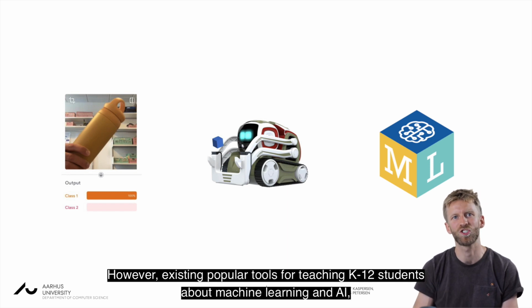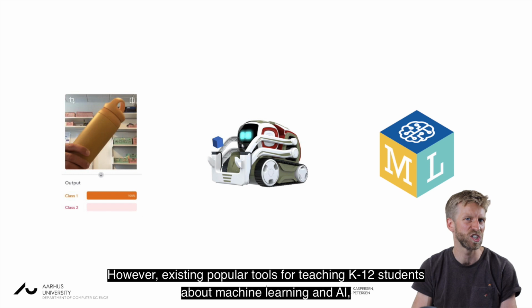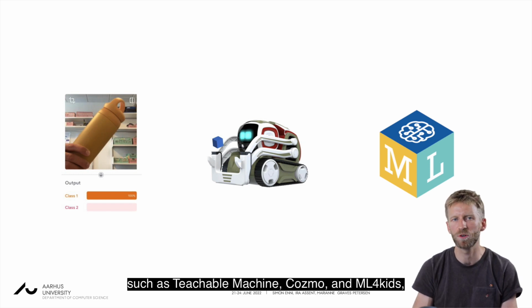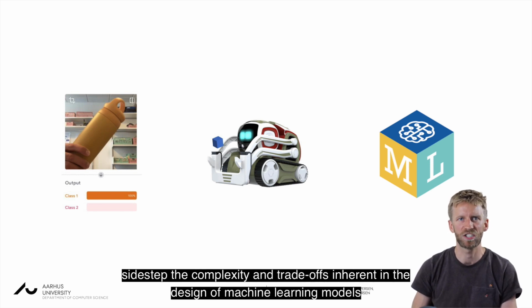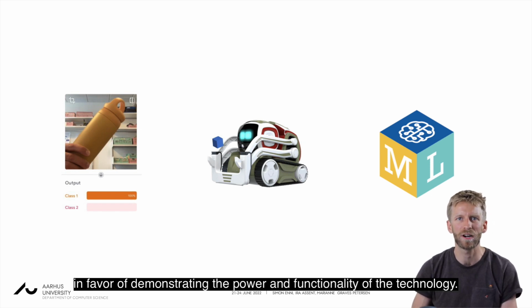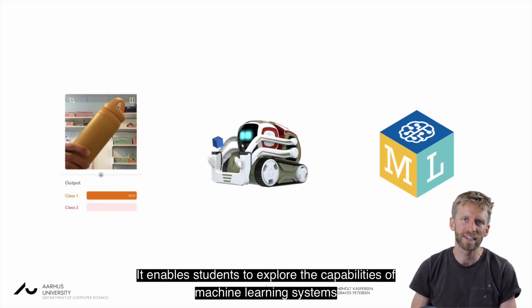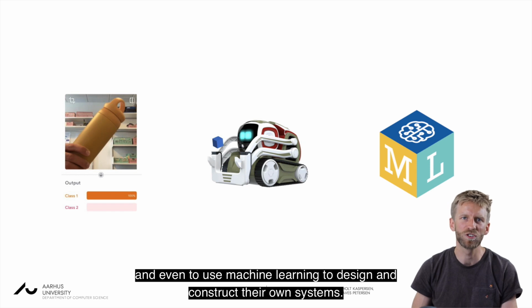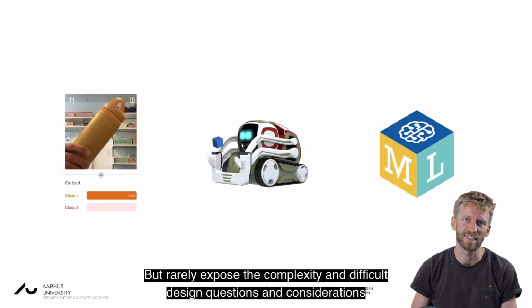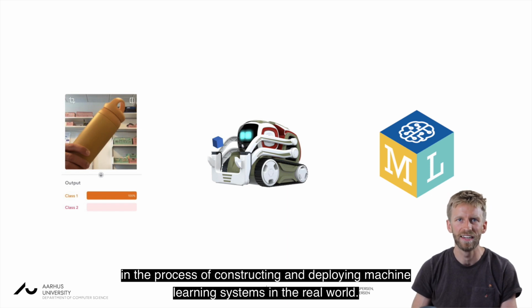However, existing popular tools for teaching K-12 students about machine learning and AI, such as Teachable Machine, Cozmo, and Machine Learning for Kids, sidestep the complexity and trade-offs inherent in the design of machine learning models, in favor of demonstrating the power and functionality of the technology. They enable students to explore the capabilities of machine learning systems, and even to use machine learning to design and construct their own systems, but rarely expose the complexity and difficult design questions and considerations in the process of constructing and deploying machine learning systems in the real world.